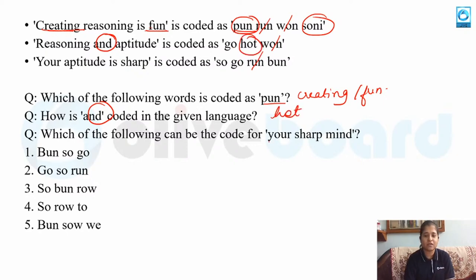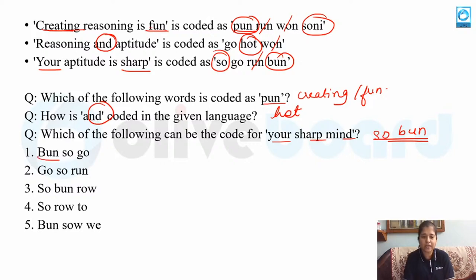Let's have a look at the third one, "your sharp mind", right? So you can see "your" and "sharp" are used in the third one and they are exclusively used, right? So "so" is not used anywhere else and "bun" is not used anywhere else. That means "so" and "bun" would be there in it, and the third one, "mind", is nowhere else, so it should have a new code. So it should not be used in here.